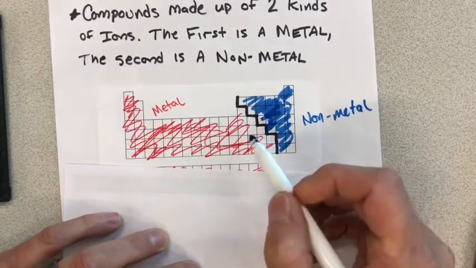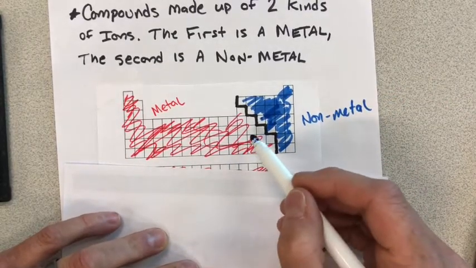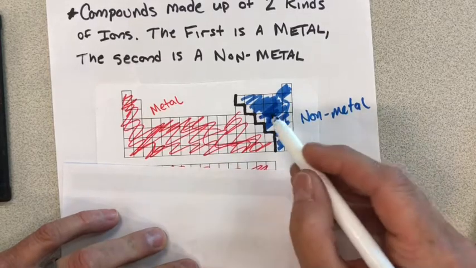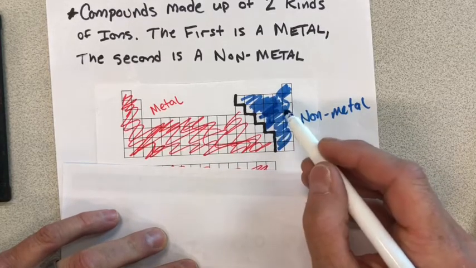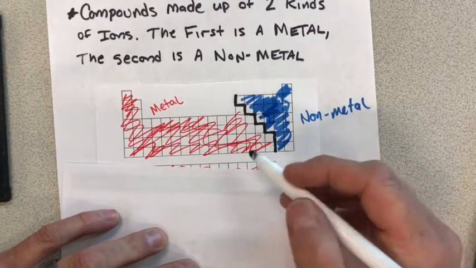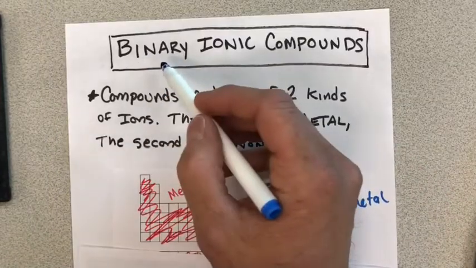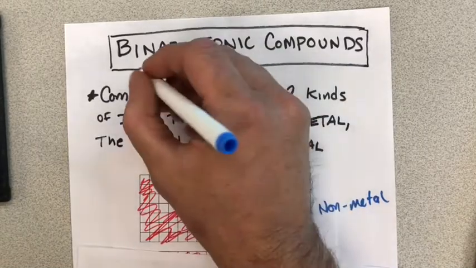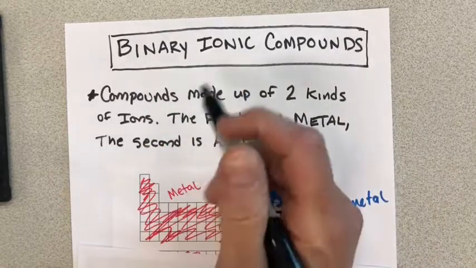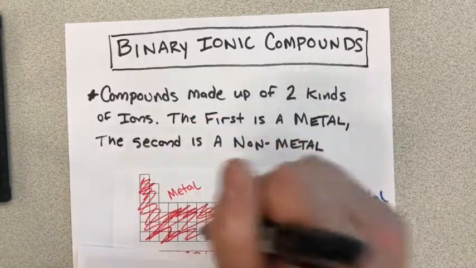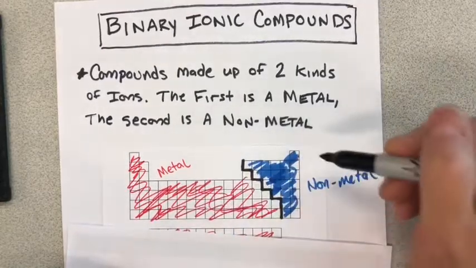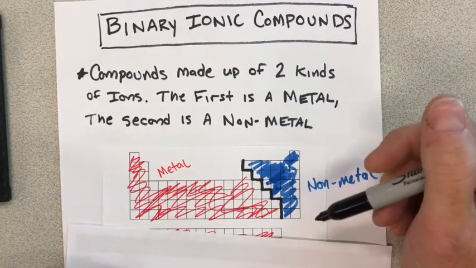Okay, so any element symbol that comes from the left of that line, the stair-steppy line, combined with another elemental symbol from the right of that stair-steppy line, that's going to be an ionic compound. And the reason we call them binary ionic compounds is that just means that they're two-part compounds. It doesn't mean there's only two atoms, but it just means there's only two types of symbols, okay? So a metal combined with a non-metal is an ionic compound.